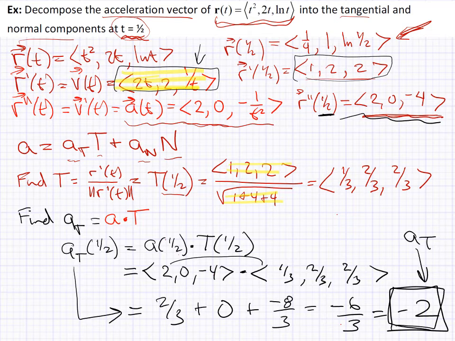If it was a positive value we found for a sub t, that would tell us that the object at this particular time, t of a half, is speeding up. The speed is increasing. But here we're finding out that the speed is changing, and the fact that it's decreasing is because we got a negative value. All right, so then we got a sub t and t, so then we just need to find a sub n, and we have the whole decomposition.